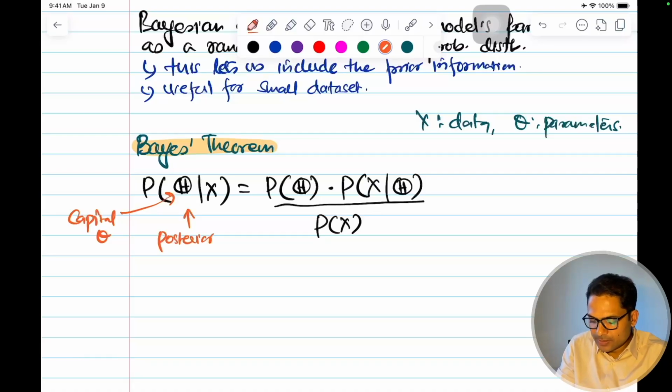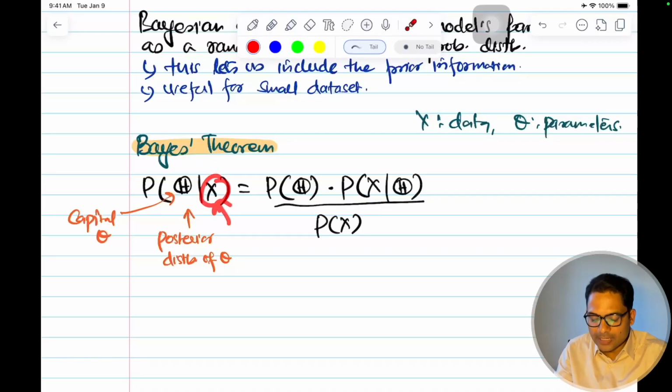This is my posterior distribution of theta after I have seen the data x. Given this data, what is my parameter theta? This I want to estimate. This will be my estimate. So given this data, what will be my parameters' distribution? This theta is the distribution's parameter, and this theta itself is a probability distribution. So what is the probability distribution of my theta given the data that I have? And this is what is probability of theta?